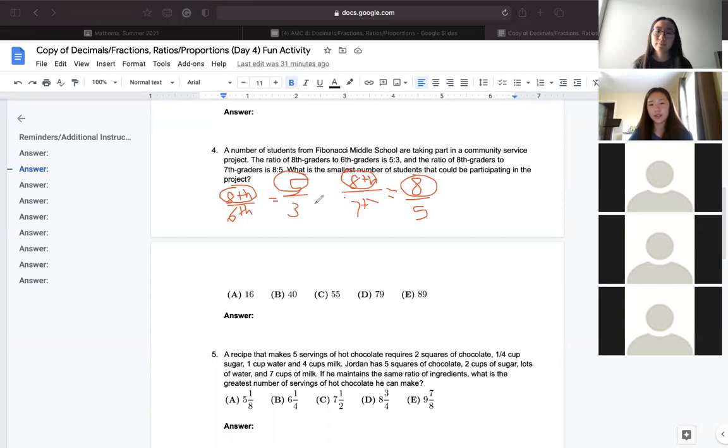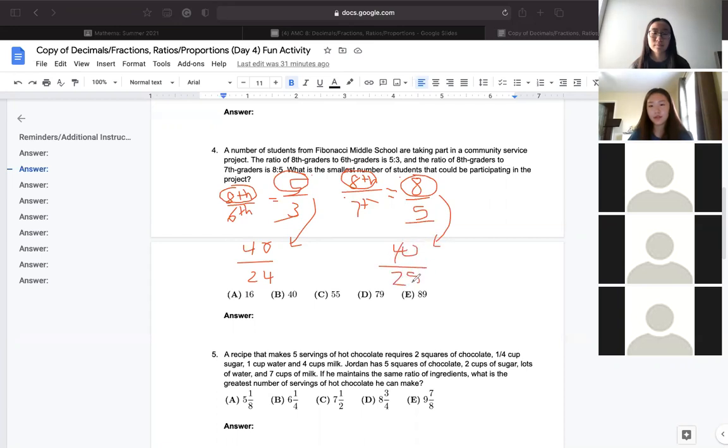And that would give us the actual quantities of all of these grades, because we're trying to find the smallest number of students that could be participating. So that's why we would find the LCM between 5 and 8 to find the values of the number of students for each of the grades. So the LCM of 5 and 8 is 40. So then that means that this ratio here would turn into 40 to 24. And then this one on the right will turn into 40 to 25.